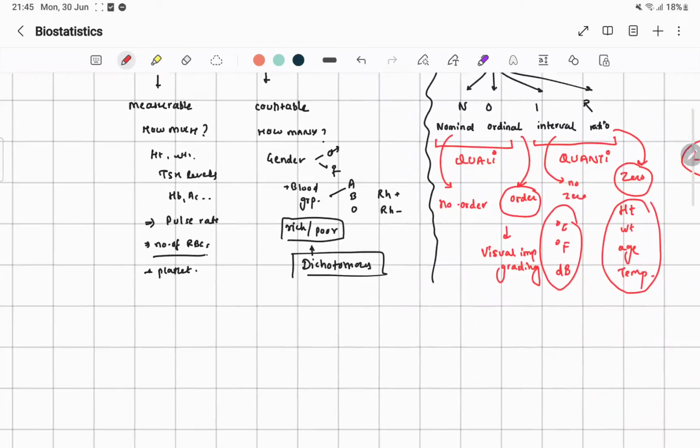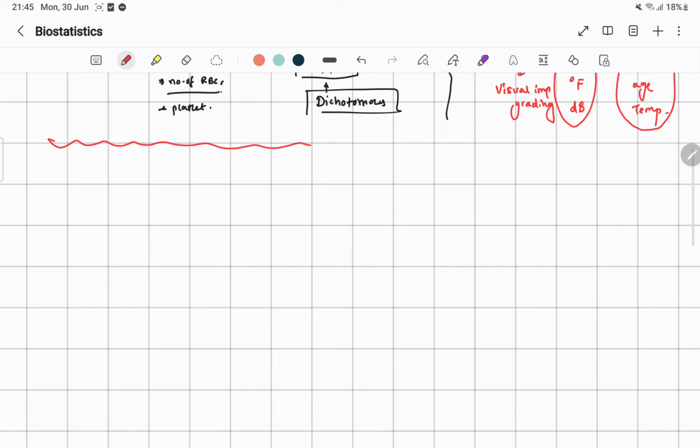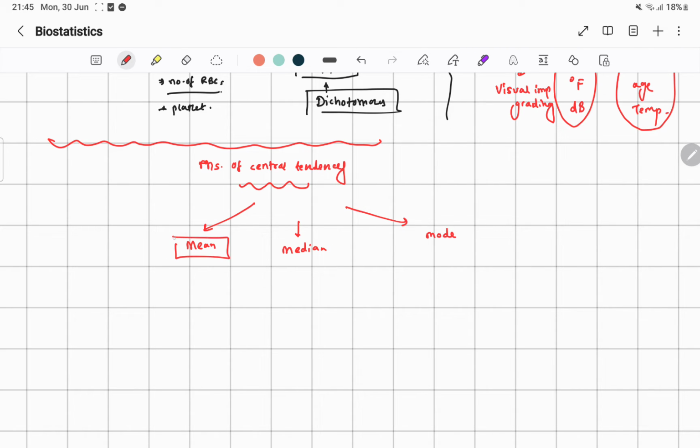After this basic introduction, let's move on. We discussed scales. Let's talk about central tendency, the measurement of central tendency. So you know the central tendencies: mean, median, mode. Mean means the average of all values, the simple one.